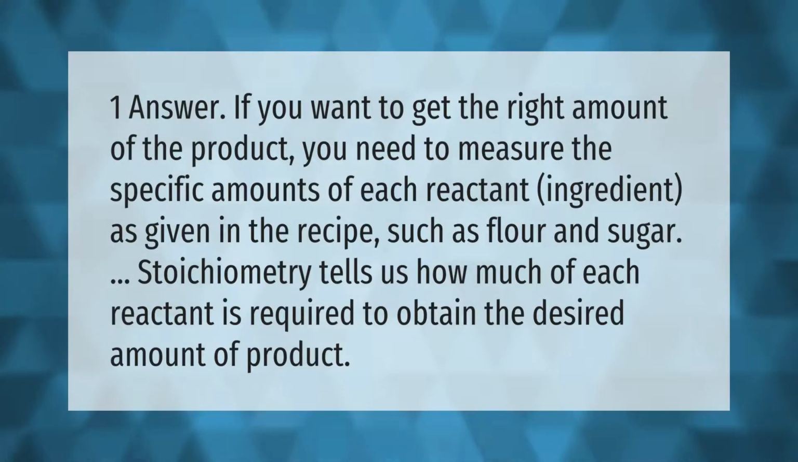If you want to get the right amount of the product, you need to measure the specific amounts of each reactant, ingredient, as given in the recipe, such as flour and sugar. Stoichiometry tells us how much of each reactant is required to obtain the desired amount of product.